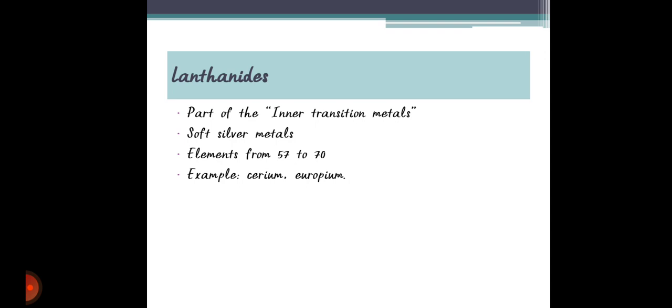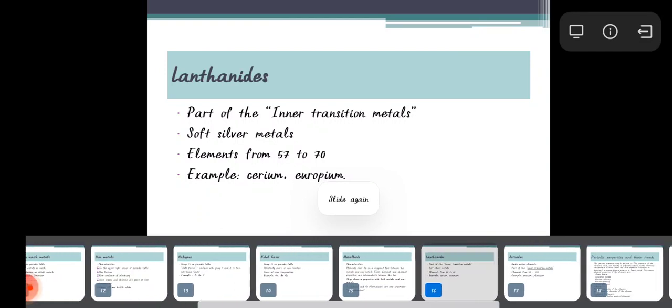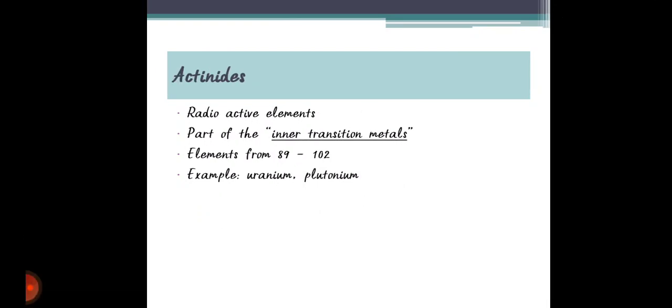Next, coming to lanthanides. Lanthanides are part of the inner transition metals. They are soft silver metals. They are the elements from 57 to 70. Examples for lanthanides are selenium and europium.